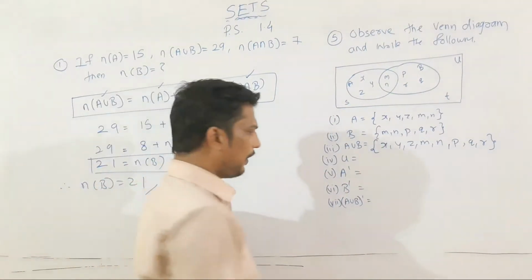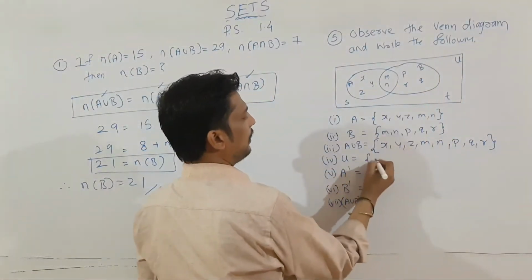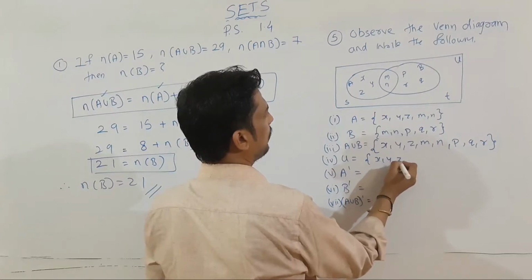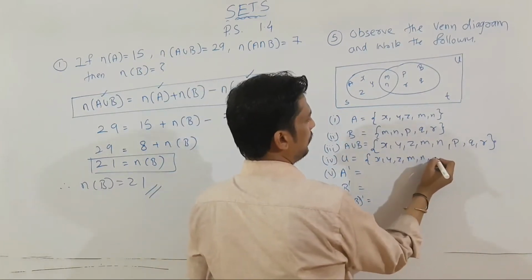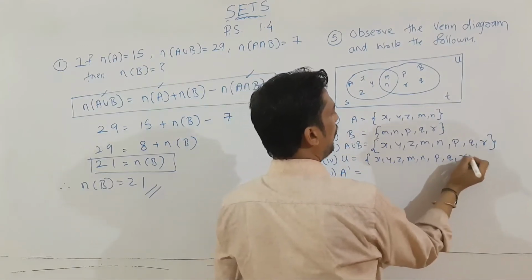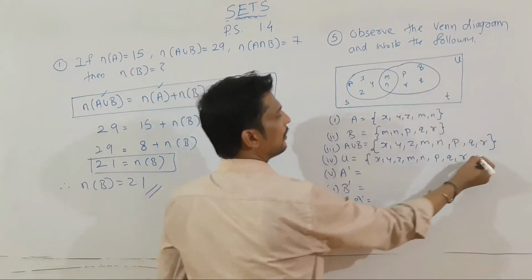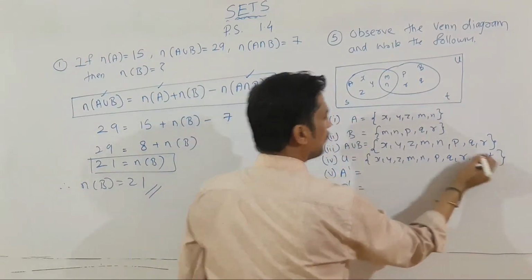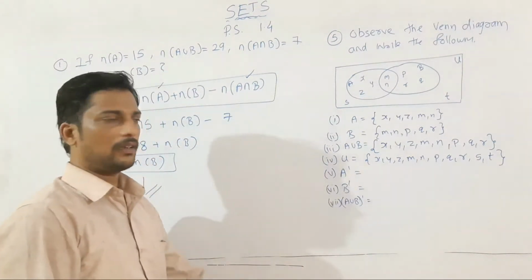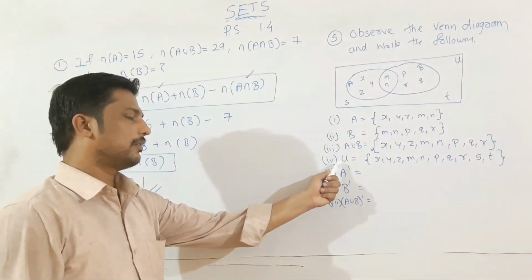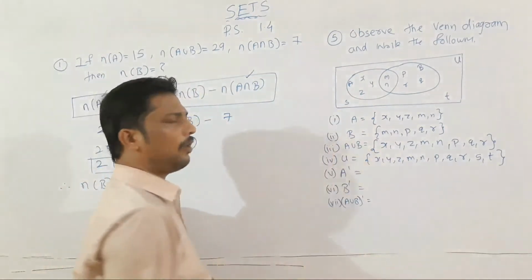You get it? Now I need the universal set. Universal set means all the elements. That means x, y, z, m, n, then p, q, r. And two more letters are there here, s and t. So I got the universal set, where all the elements are present.